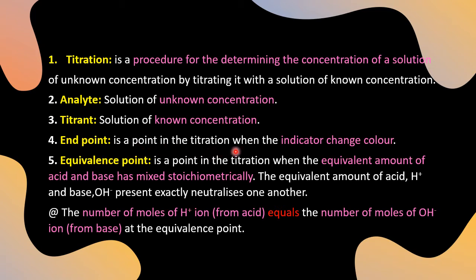The endpoint is the point in the titration when the indicator changes color, and the equivalence point is the point in the titration when equivalent amounts of acid and base have mixed stoichiometrically, meaning that the acid and base present exactly neutralize one another. Or we can use this definition: the number of moles of hydrogen ion from the acid equals the number of moles of hydroxide ion from the base at the equivalence point. So these are the few terms that you need to be clear on in this topic.